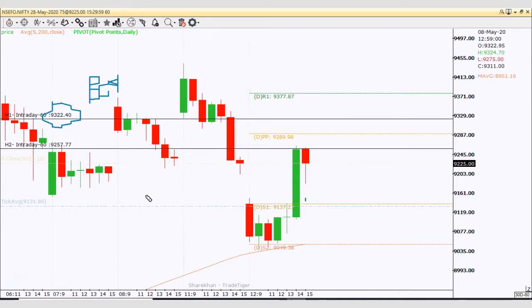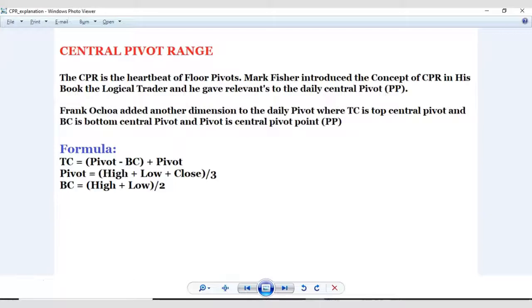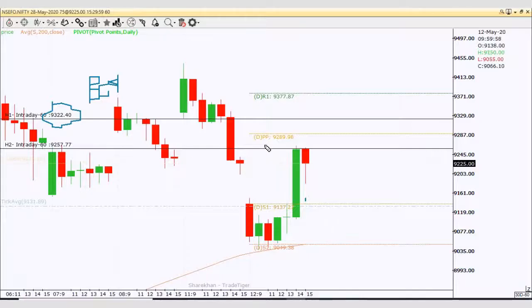To calculate the top central pivot, what is the formula we need? We need the pivot, and that should be taken off from the BC value, plus again we need to add the pivot. So once you do this, you will get this 9257. You do it on your own, and if you have any doubts, please do comment, so that you'll also come to understand.